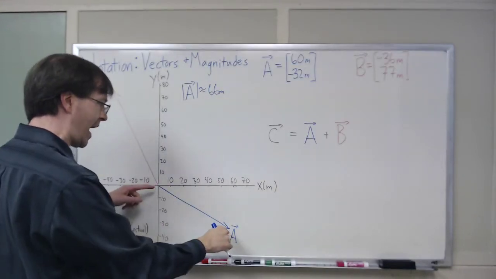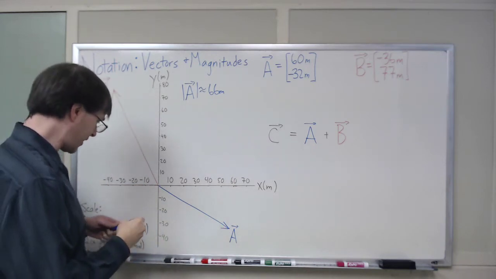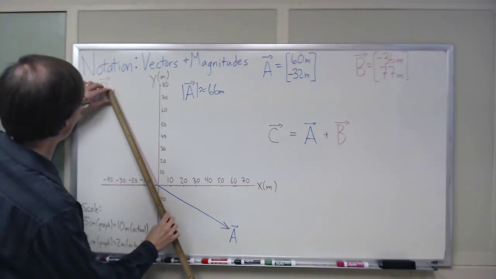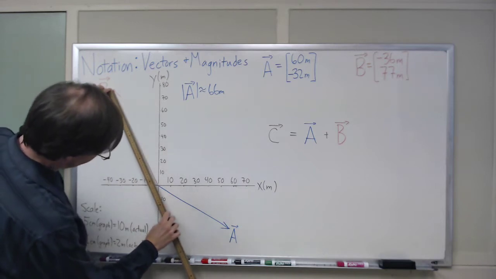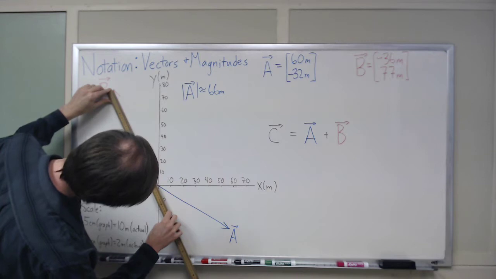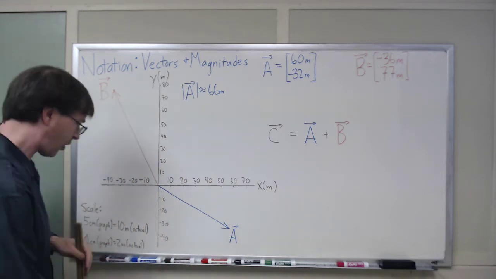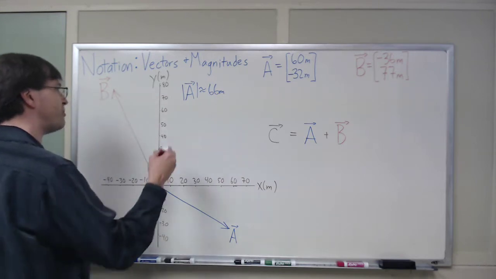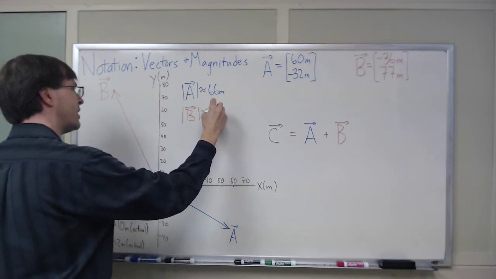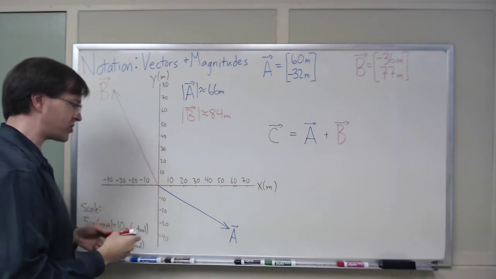That's scale on the graph. By the same token, if I want to do that for vector B, I could do the same thing. I can measure its length on the graph, and its length is about 42 centimeters. So that means its magnitude, 42 centimeters on the graph, is about 84 actual. So the magnitude of B is about 84 meters. That's just reading off the lengths of the vectors on my graph.